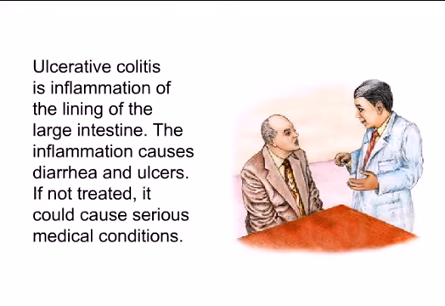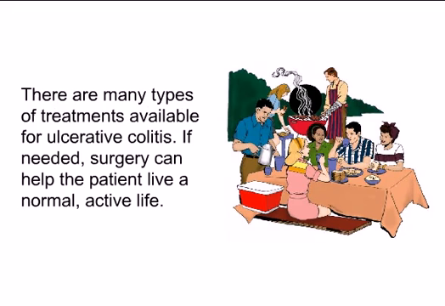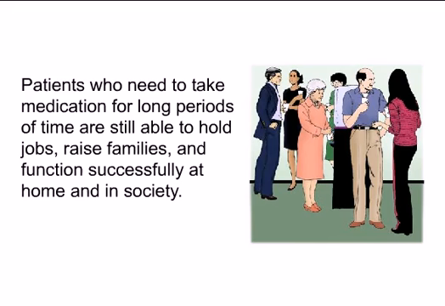Summary. Ulcerative colitis is inflammation of the lining of the large intestine. The inflammation causes diarrhea and ulcers. If not treated, it could cause serious medical conditions. People with ulcerative colitis may not have any symptoms for long periods of time. There are many types of treatments available for ulcerative colitis. If needed, surgery can help the patient live a normal, active life. Patients who need to take medication for long periods of time are still able to hold jobs, raise families, and function successfully at home and in society.